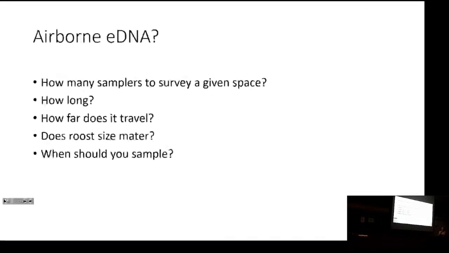And that's important if you're looking at roosts that are close to each other. You don't want to get instances where eDNA from one roost is drifting into your second roost and confusing who's where. So we don't actually know how far it travels. We think it settles out relatively quickly, but again, something we need to know. We don't know if the size of the roost matters. It likely does, but in an enclosed space, we don't really know. And then, as I mentioned before, we don't really know when we need to sample.